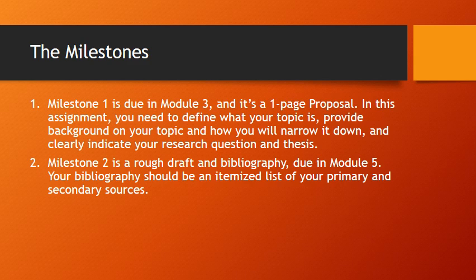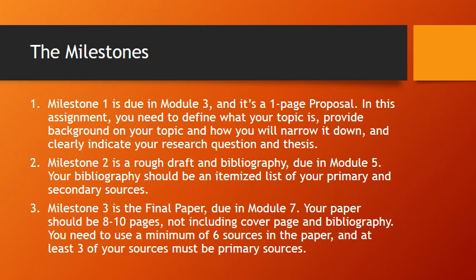And finally, milestone 3 is the final paper, and this is due in Module 7. Your paper should be 8 to 10 pages, not including the cover page and the bibliography. You will need to use a minimum of 6 sources in the paper, and at least 3 of those sources must be primary sources. So you want to make sure that you do not neglect that. If your paper only contains secondary sources, you are not going to do very well on the assignment. So make sure that you have at least 3 primary sources out of the 6 sources that you are required to have.